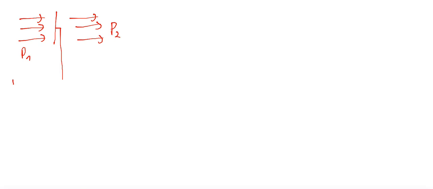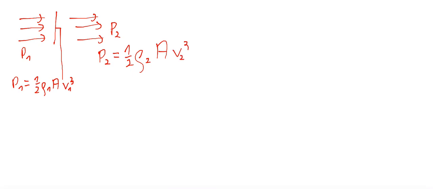So again, new slide, I'm going to repeat it. In a real situation, you have to solve it in this way. This is the windmill, this is power before, P1, this is power after, P2. Power before is given by half of density before, area, speed before to the power of 3. Power after is given by half of density after, area covered by the blades times speed after. So power extracted by the windmill is P1 minus P2.